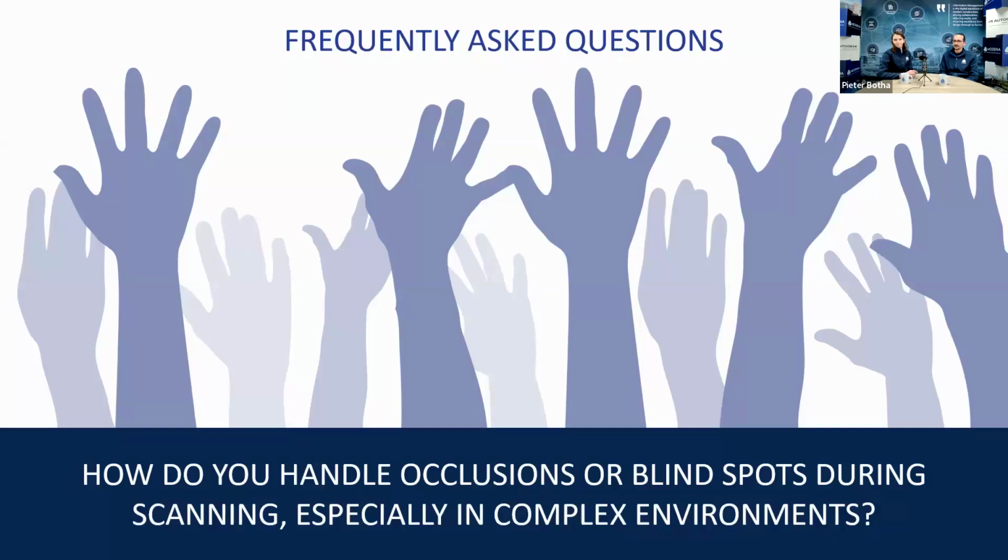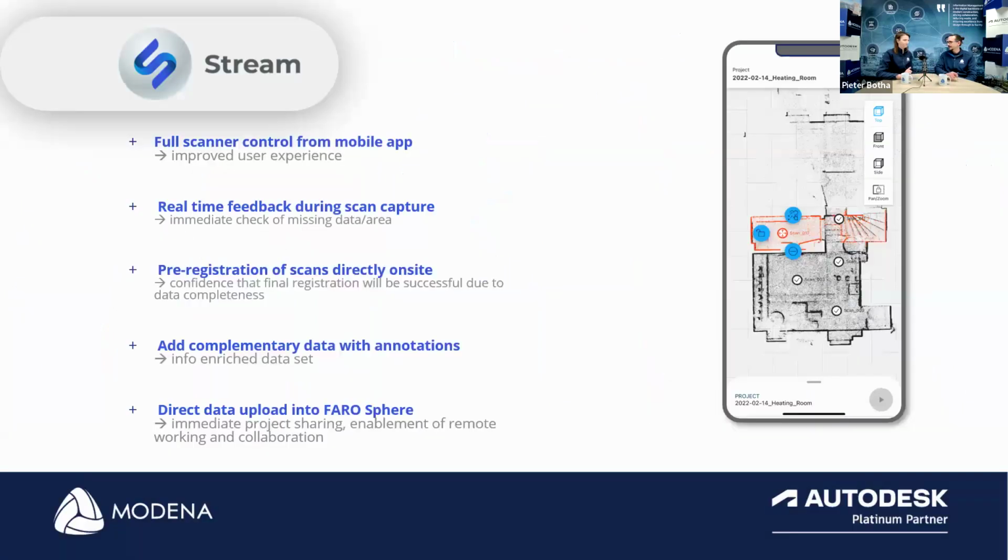It was a very interesting project. So, yeah, the next question on our frequently asked list is how do you handle occlusions or blind spots during scanning, especially in complex environments? That's where the Stream application comes in handy. As you're scanning, either with your Lucas or Orbis, you will be presented on your cell phone or tablet, whatever you're using, with the resolution top view data from the scan.